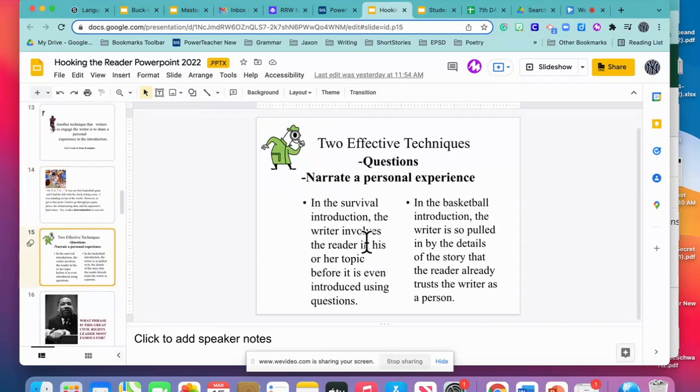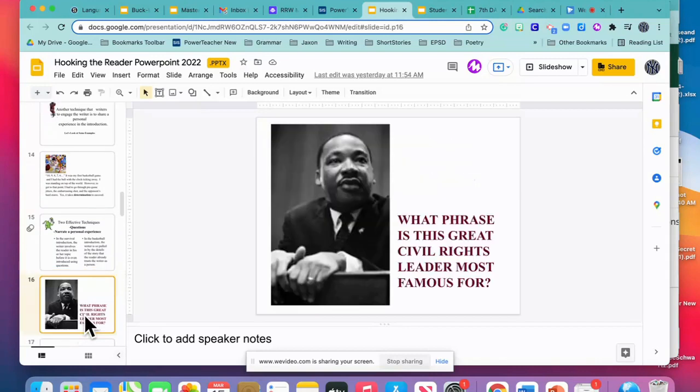All right. So let's talk about questions and narrating in a personal experience. So one, in the survival introduction, the writer gives the reader their topic before it's even introduced using questions. In the basketball introduction, the writer is pulled in by details of a story, and we're already kind of building that trust connection. Okay? All right, next we're going to talk about quotes.